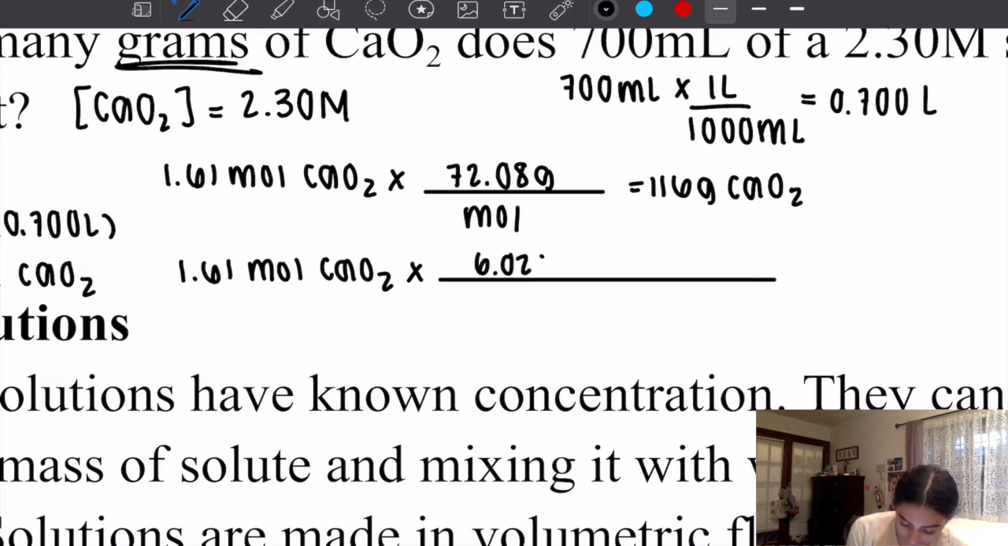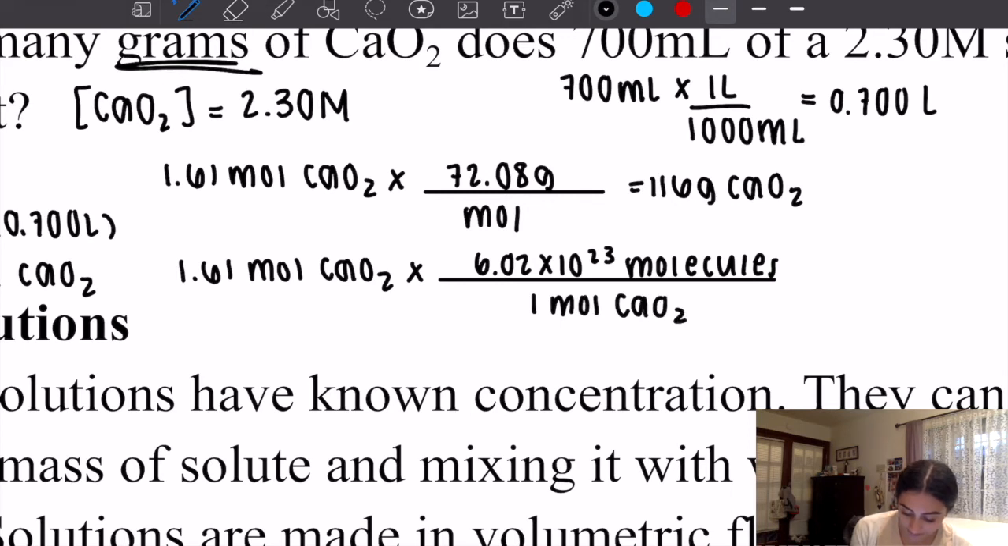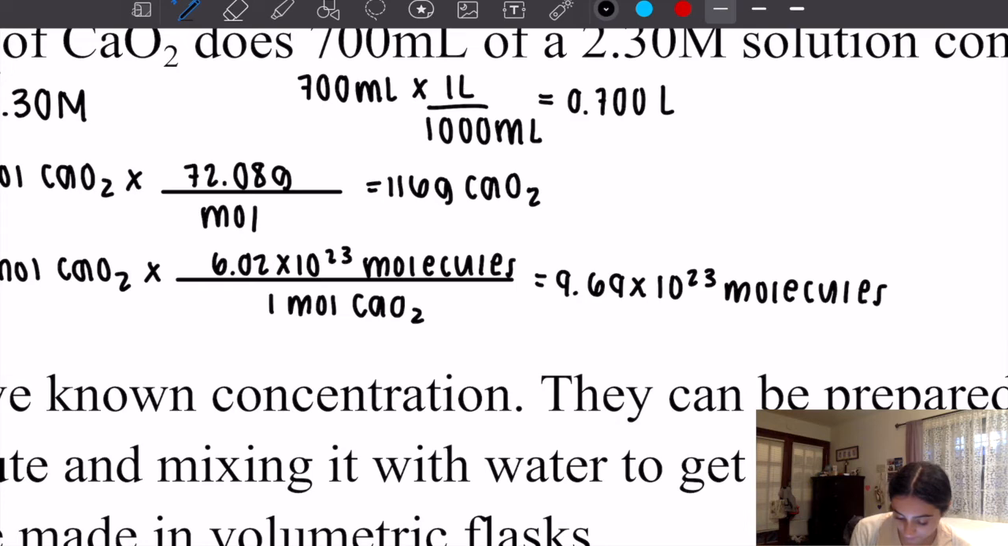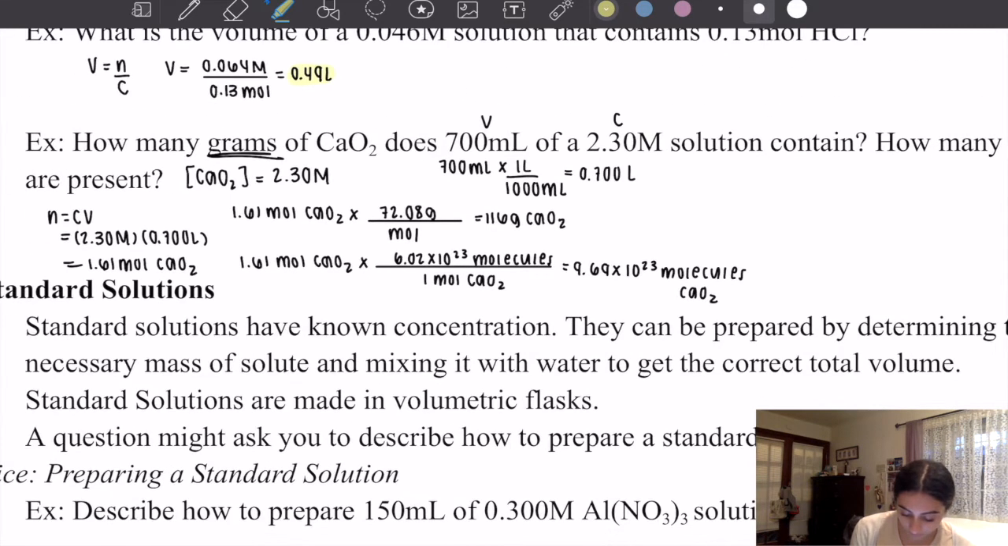So we have 6.02 times 10 to the 23rd molecules over 1 mole CaO2. So now I'm just going to multiply 1.61 by 6.02 times 10 to the 23rd, and we are going to get 9.69 times 10 to the 23rd molecules CaO2. And that is this problem.